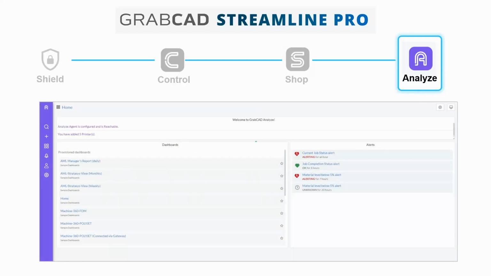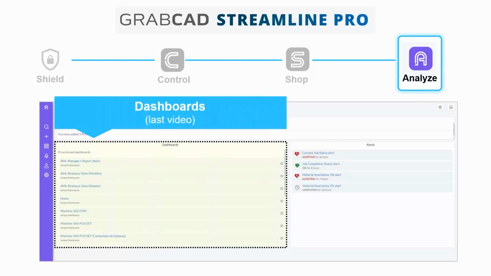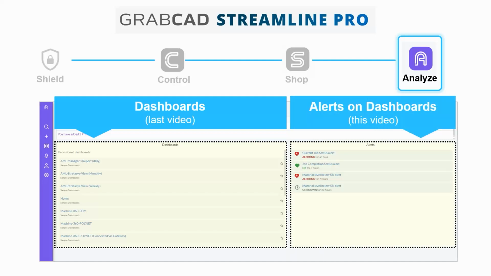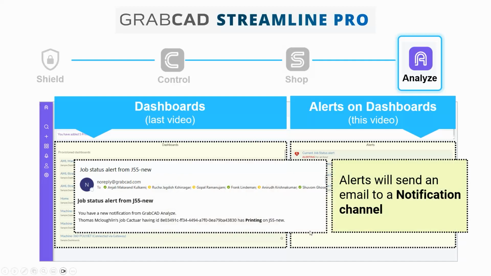Last time we looked at dashboards inside of Analyze, and this time we're going to look at alerts. You put an alert on a dashboard. So you make a dashboard or you use one of our standard ones, and you take one of the graphs in the dashboard, material or time or something, and you say, when this number in this graph goes below 5%, let me know. The alert will then send an email to a notification channel. So these are some new terms, but you have to set up a notification channel as well to make these alerts go. You can see here I got an email from a J55 saying it started printing.